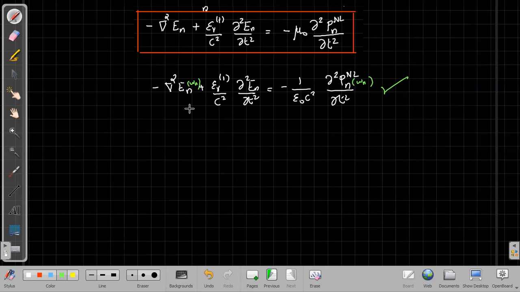Next, using this equation, we'll try to show the possibility of sum frequency generation or second harmonic generation, and the requirement of the phase matching condition.